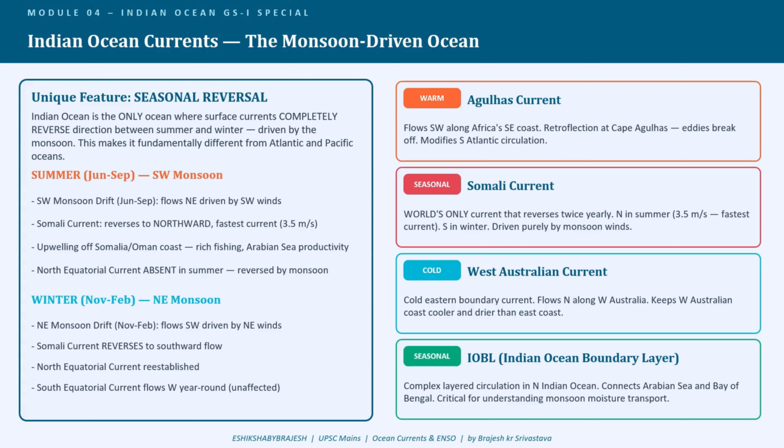UPSC Gold Fact: the seasonal reversal of Indian Ocean currents is directly caused by the monsoon. The same differential heating of land and sea that drives the monsoon winds also reverses the ocean currents. Monsoon and ocean currents are two faces of the same system. Key concept: the Indian Ocean is the only ocean with seasonal current reversal. The Somali current is the world's fastest at 3.5 meters per second in summer. This reversal is driven by the same differential heating that drives the monsoon.